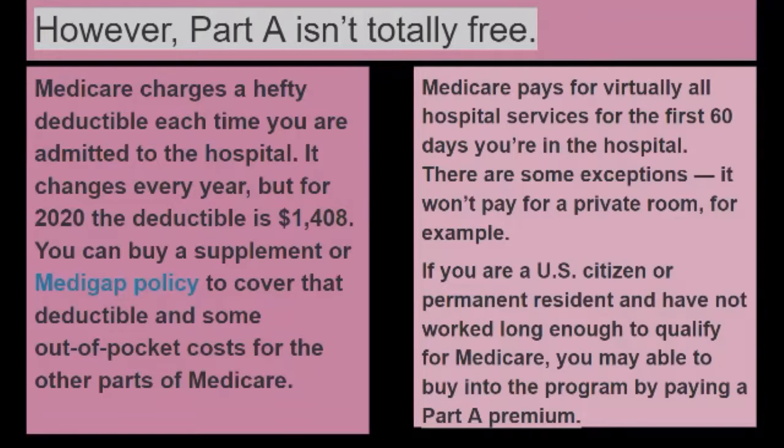There are some exceptions. It won't pay for a private room. For example, if you're a U.S. citizen or permanent resident and have not worked long enough to qualify for Medicare, you may be able to buy into the program by paying a Part A premium.